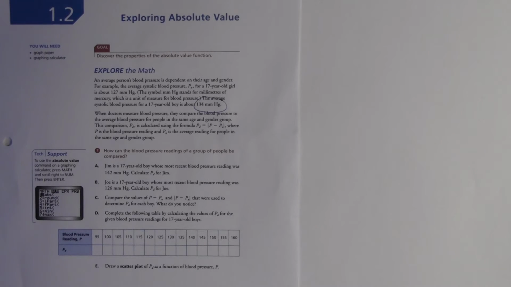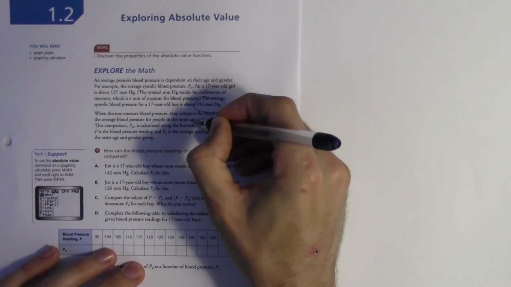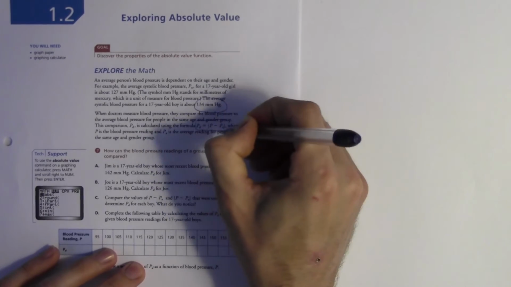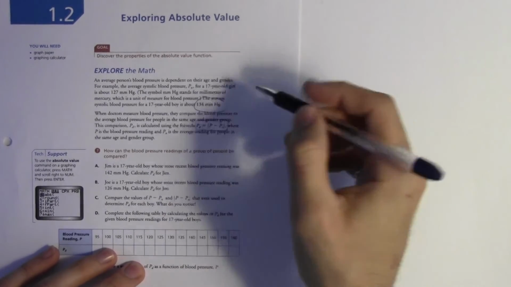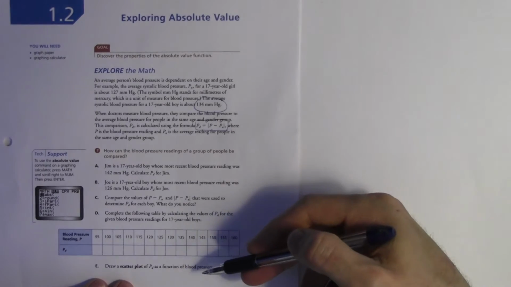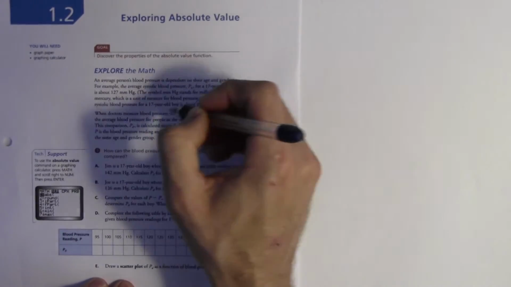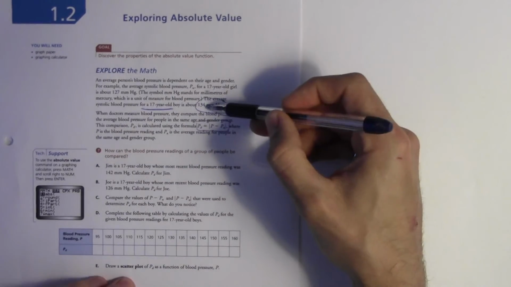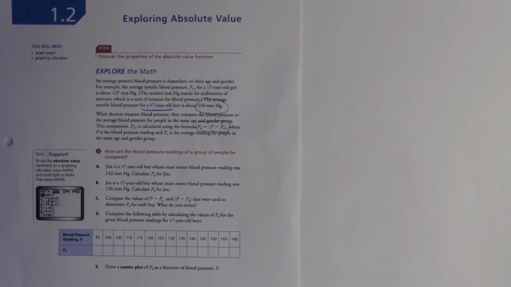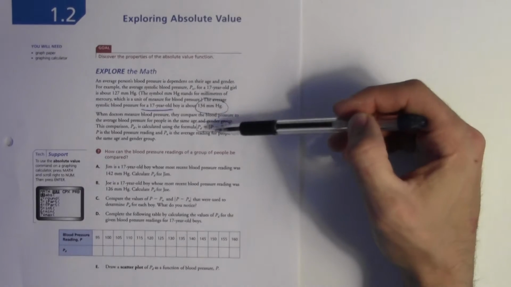Okay, so we see here there's a formula, and I circled 134 because in this particular investigation we're only dealing with 17-year-old boys. That's why I'm circling 134. It's just giving an example that the girl's blood pressure is lower. Can anyone tell me why they think doctors might use this formula to calculate blood pressure?